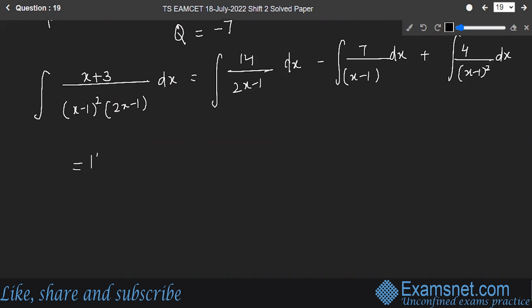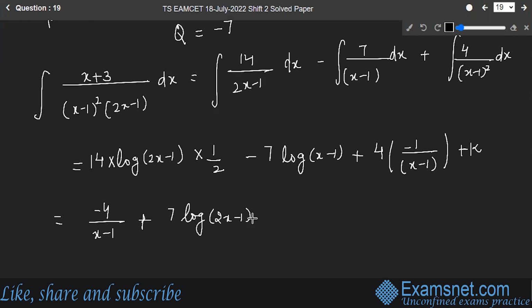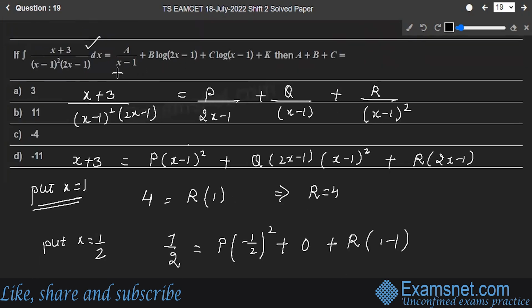This will be equal to 14 into log of 2x minus 1 multiplied by 1 by 2, minus 7 log of x minus 1, plus 4 into minus 1 upon x minus 1, so plus the constant k. Okay, so let's write it properly. This can be written as minus 4 upon x minus 1 plus 7 log 2x minus 1 minus 7 log x minus 1 plus k. Now let's compare it with what was given in the question, the RHS.